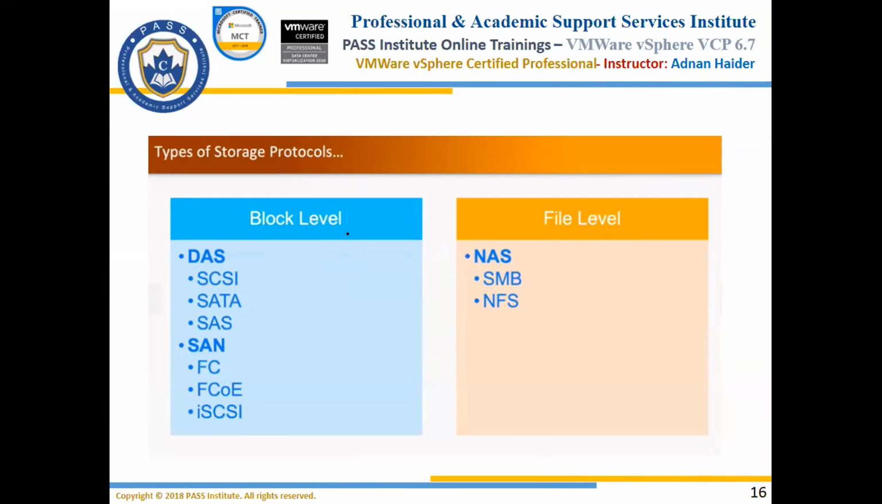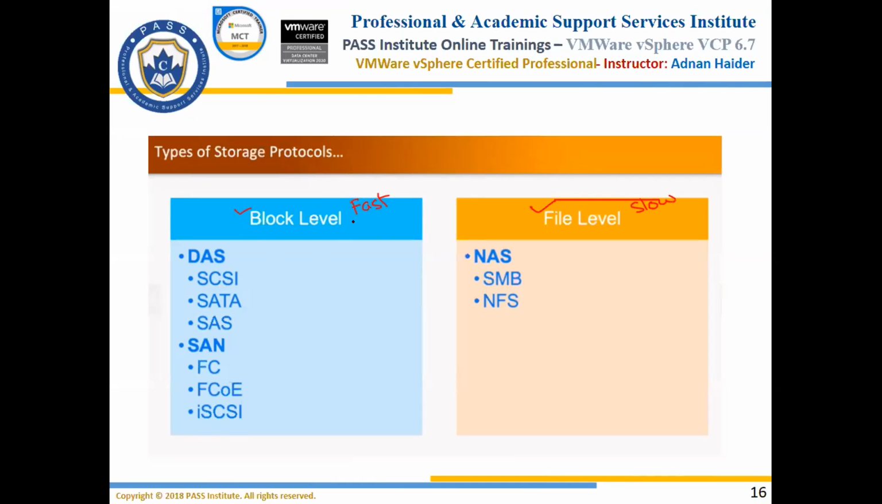So first of all, now we are going into a little bit more advanced level in storage. In general, storage is of two types. Number one, block level storage, and second one, file level storage. Always remember that block level storage is always fast, and file level storage is slow as compared to block level storage.